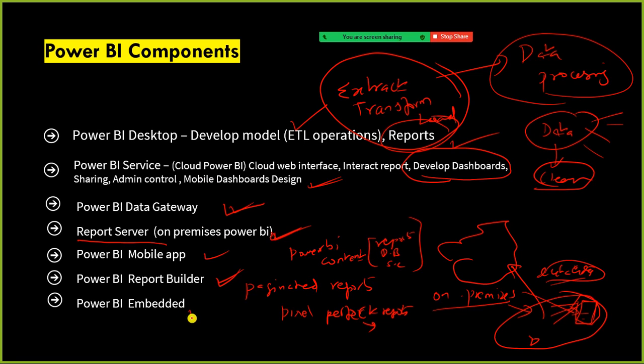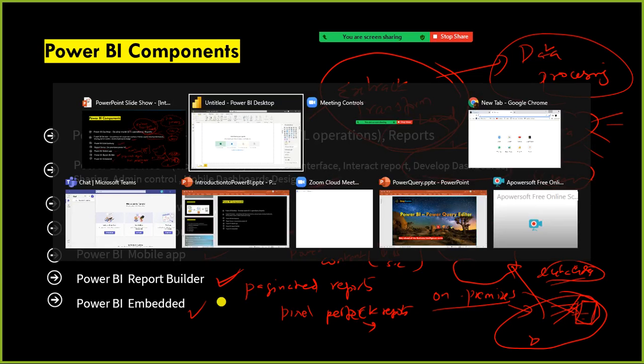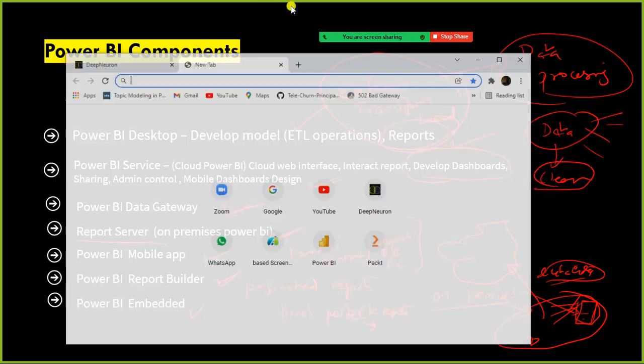The next one is Power BI Embedded. It basically enables the integration of Power BI reports and dashboards in other tools. Other tools, what do you mean by other tools? If you want to integrate your Power BI report in SharePoint, CRM, or any ERP tool, or let's say any website or any mobile app, you can do it with Power BI Embedded. I'll show you how we embedded one of the Power BI reports in our website.